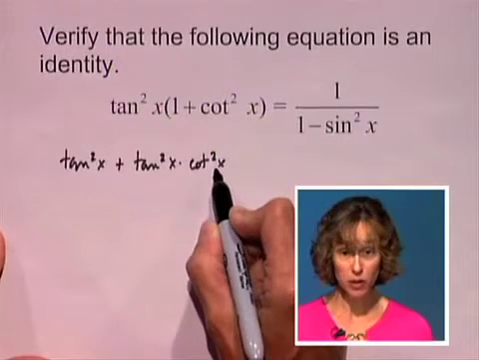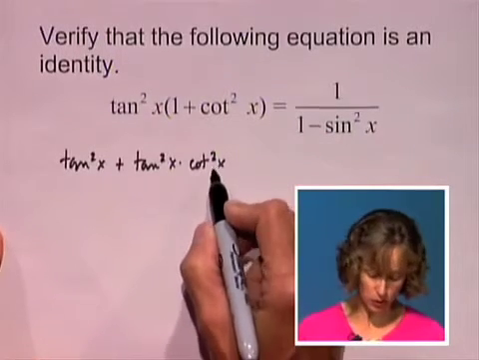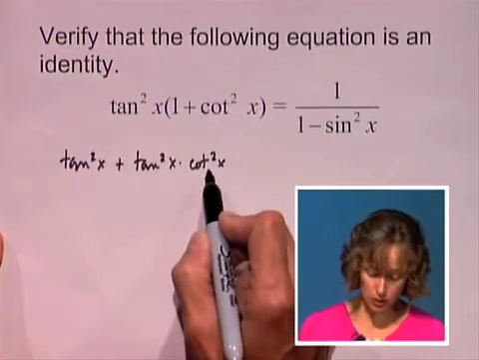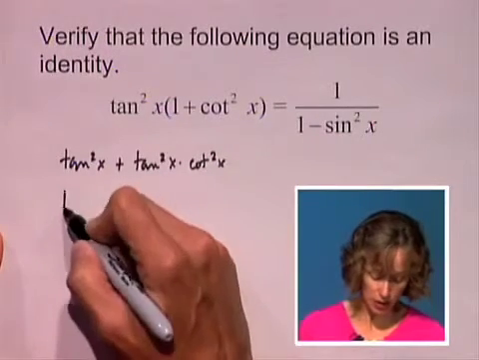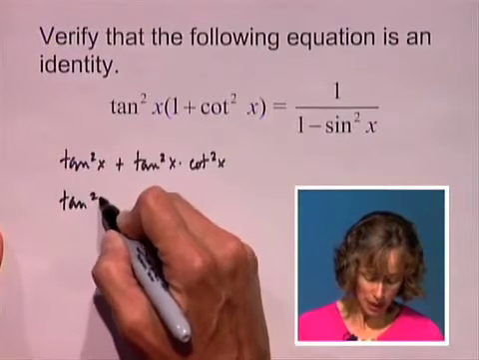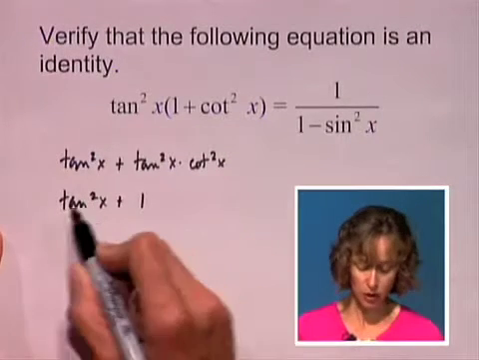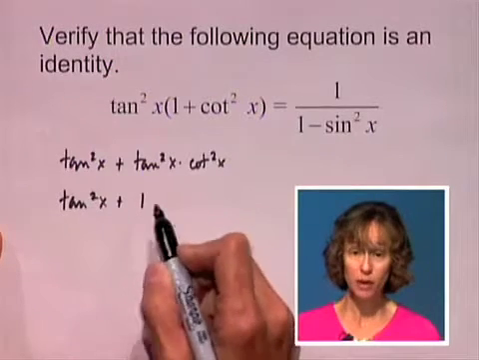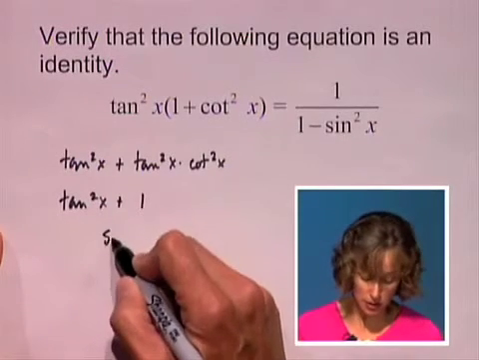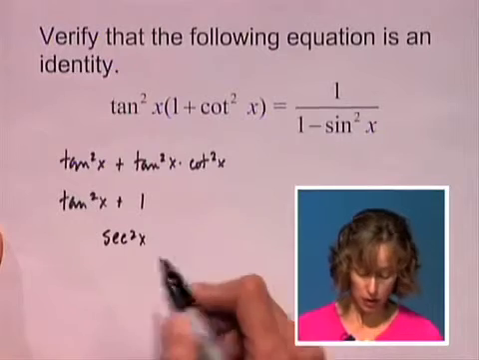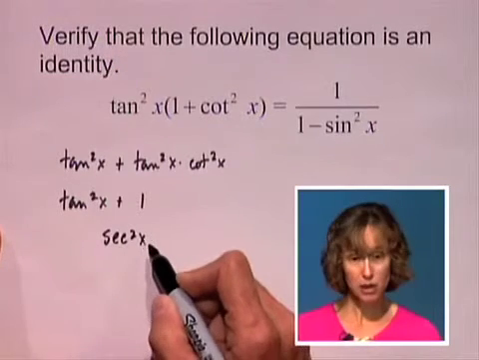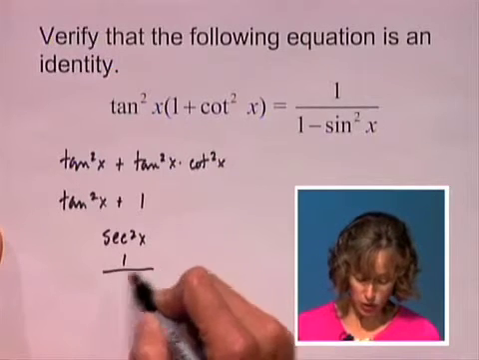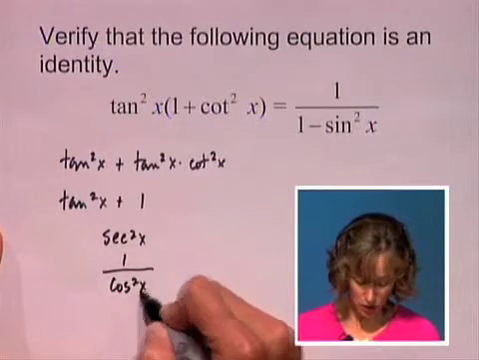Now recall that cotangent is the reciprocal of tangent, so tangent squared times cotangent squared is 1. And making that simplification, I end up with tangent squared plus 1. Now tangent squared plus 1, by the Pythagorean identity, is secant squared of x, and secant is the reciprocal of cosine, so secant squared is 1 over cosine squared.